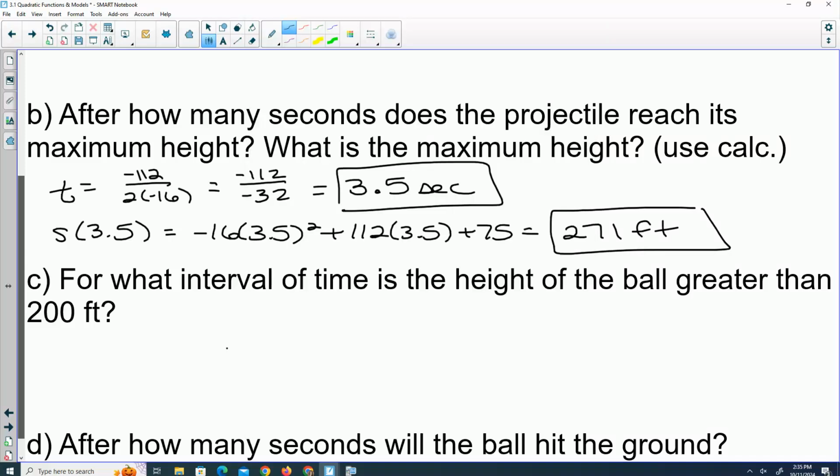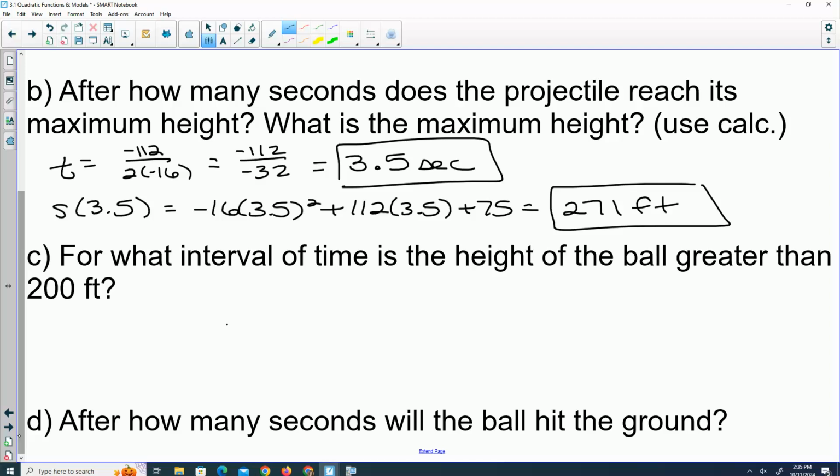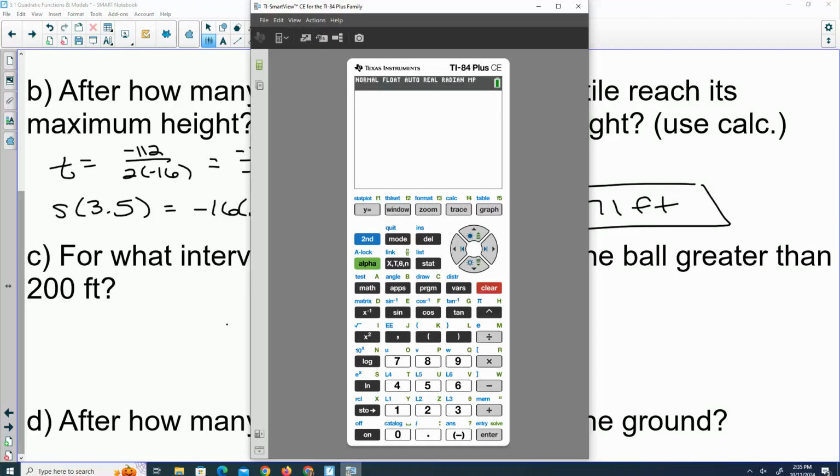We'll learn another way of doing this later on, but I'm asking when the height is above 200, and just as like an ACT type question, they would probably give you one that could be solved without a calculator, but your calculator would make it easier. If you go to your y equals, grab a graphing calculator if you don't have one. We're going to type in our original equation, but you can't use t, you have to use x. So negative 16x squared plus, what was it, 112x plus 75, thank you. And I'm going to do one more thing. I want to know when it hits a height of 200. So I'm going to go to y2 and type in 200.